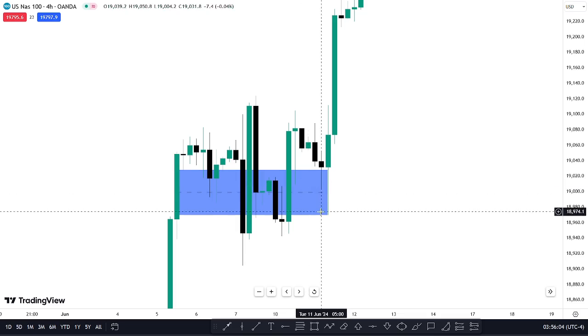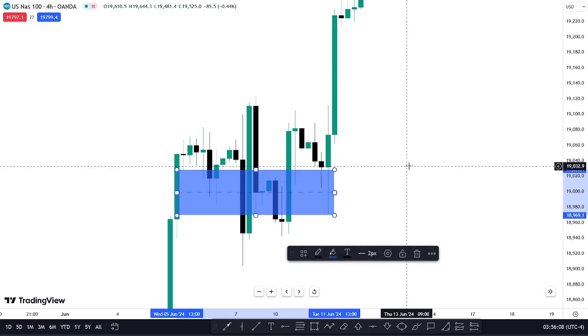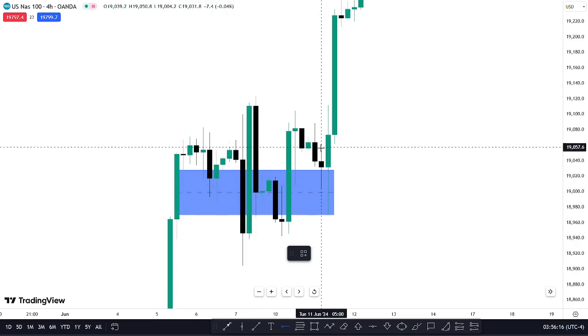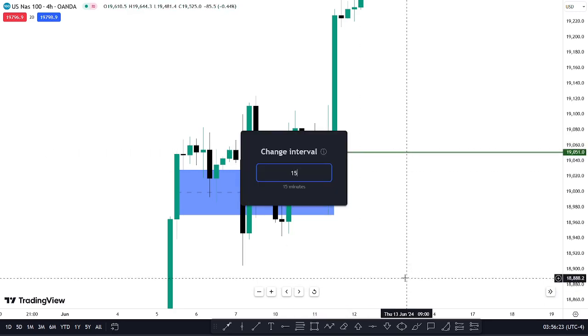So this fair value gap, 5 a.m. candle, then the 9 a.m. We have our fair value gap. Besides this one, we have nothing, guys. And then you have this considered as a clean trade. Then you have a closest hanging fruit right there. Let's go to our 15-minute time frame.